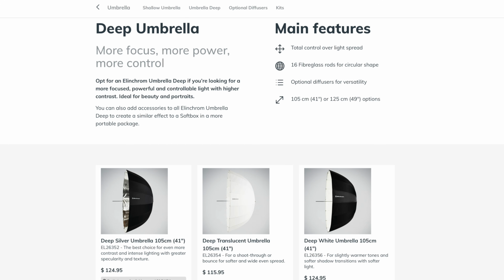Let's talk about the umbrellas as well. So this is a white umbrella, and there are actually silver umbrellas and translucent umbrellas. White umbrellas are going to make fairly matte light on your subjects. What I mean by that is that if you have oil in the person's skin, it's going to be less reflective with a white umbrella, whereas with a silver umbrella, it will be more reflective. Silver will also have higher contrast than white.